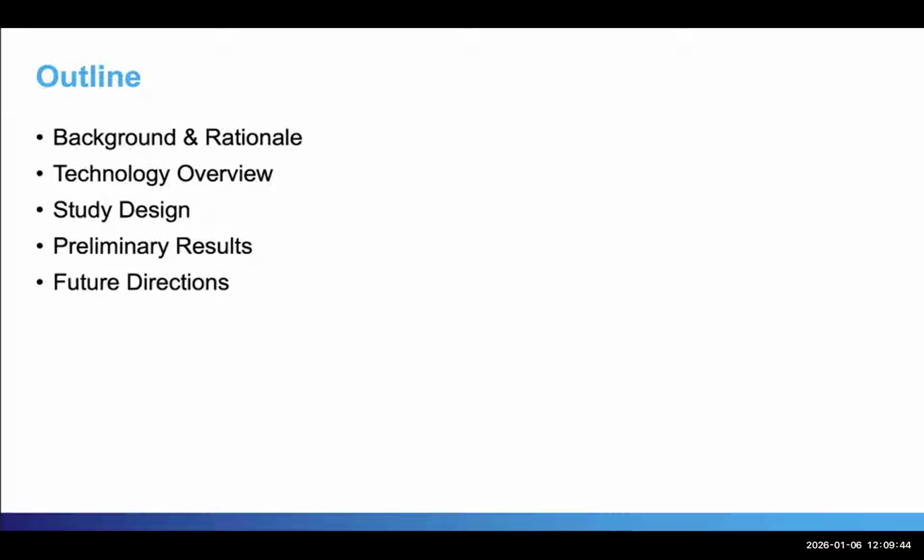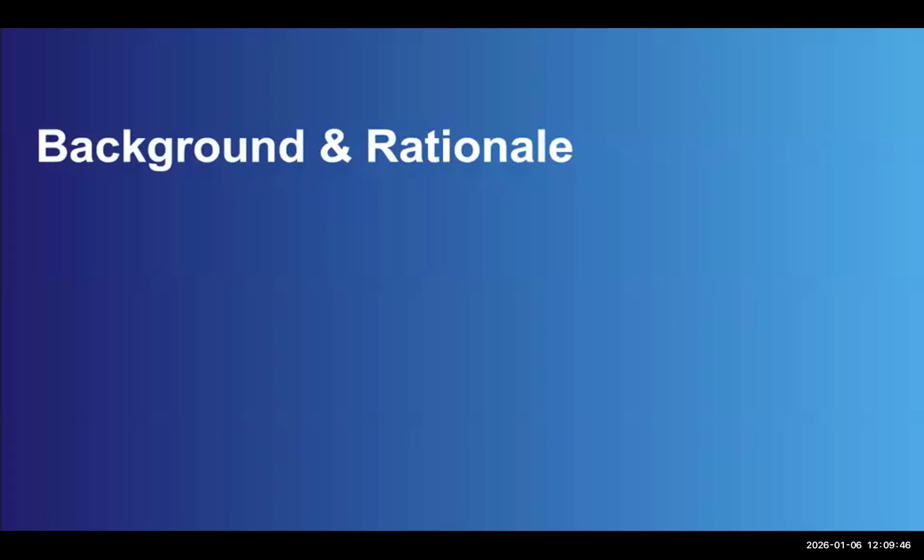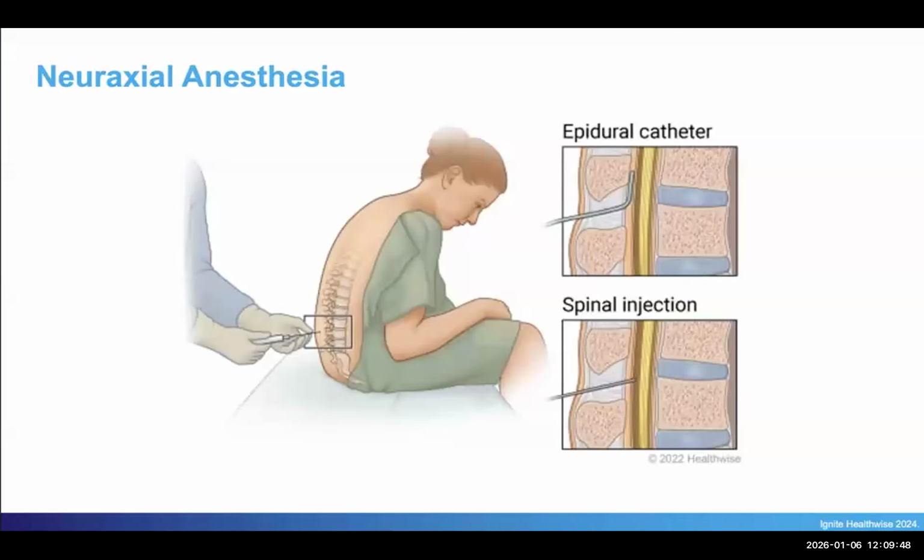So in terms of background and rationale, neuraxial anesthesia can be split into two different categories, both epidural catheter placement and single shot spinal injections. They're very commonly done for a very common anesthesia procedure, either as a primary anesthetic or as an analgesic adjunct to a general anesthesia.